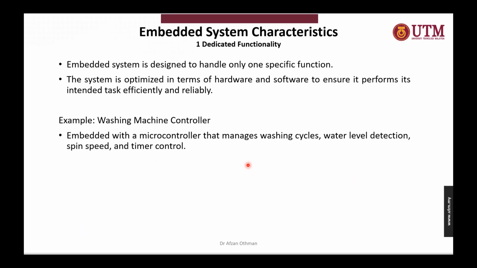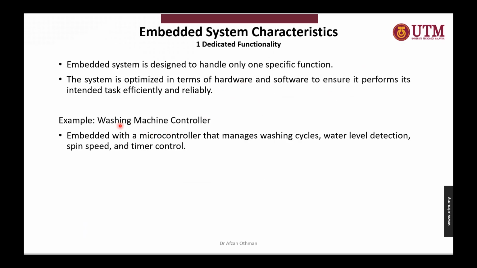Right, so now we're going to look at the characteristics of embedded systems. We have a few characteristics here. The first one is dedicated functionality. An embedded system is designed to handle only one specific function, or one, two, or three functions. The system is optimized in terms of hardware and software to ensure it performs its intended task efficiently and reliably.